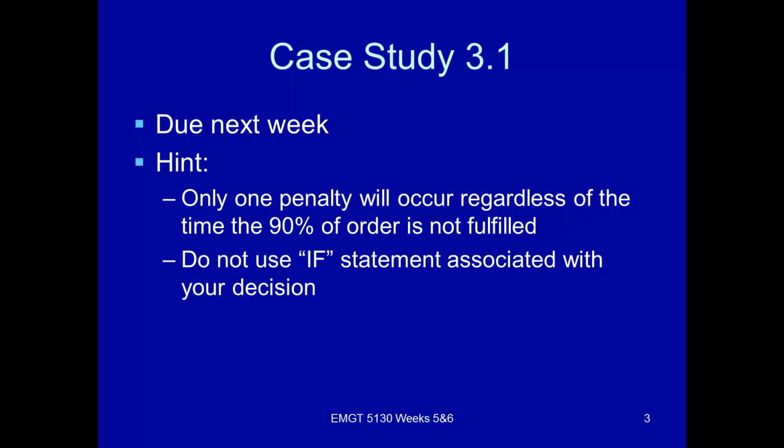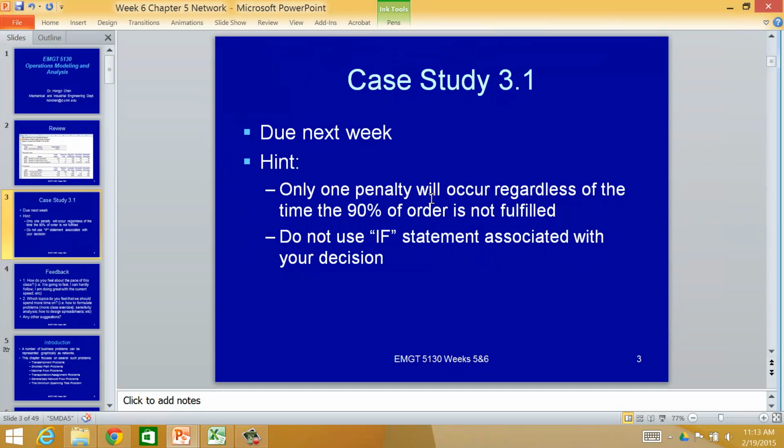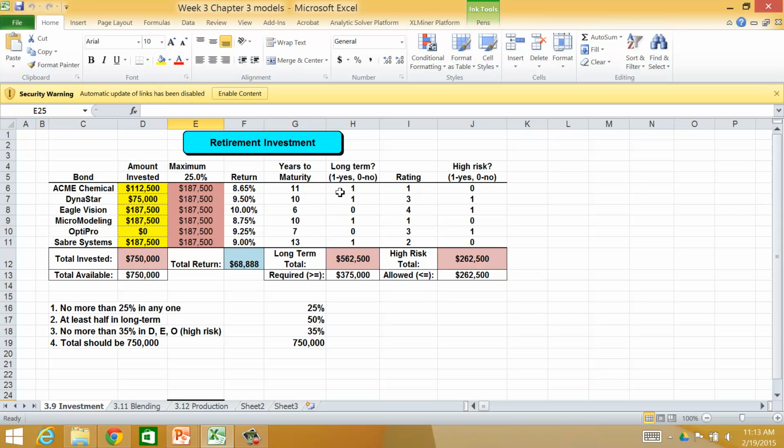Another thing I want to emphasize is that please do not use the if statement associated with your decision. In the past, students used this if statement to say, if the order is not fulfilled at 90%, then add this $10,000 penalty, which is not going to work in Solver correctly. I know we talked about one place where we use the if statement, which is in the retirement investment problem, problem 3.9, when we set those values to see whether it is long term or not. We use this if statement to see if this value is greater than 9, then return 1, otherwise 0.